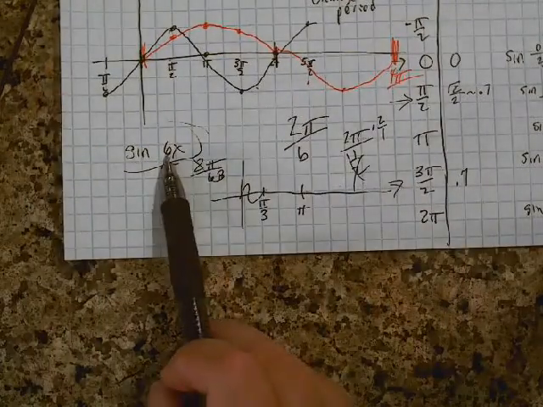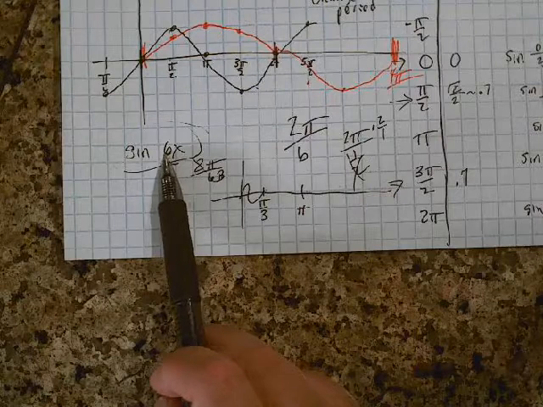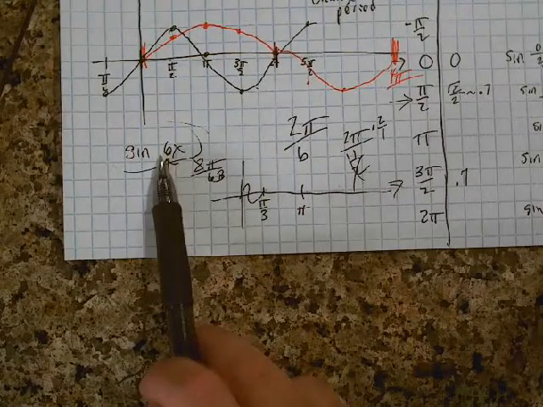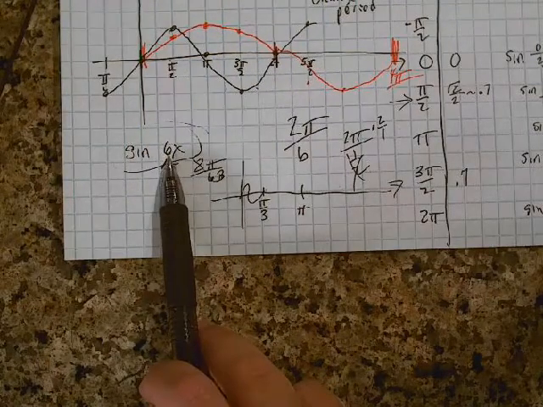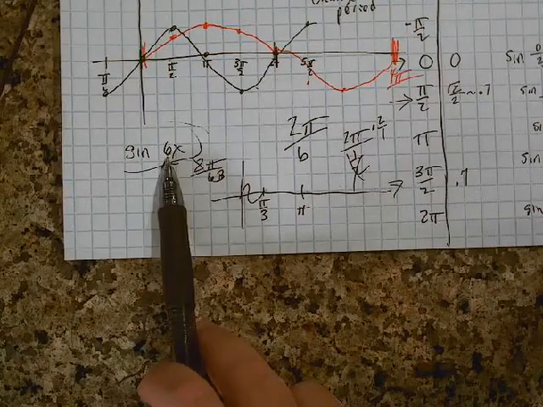So a number bigger than 1 right here is going to compress it or squish it in. A number that's a fraction right here is going to stretch it out. That's going to change the period.